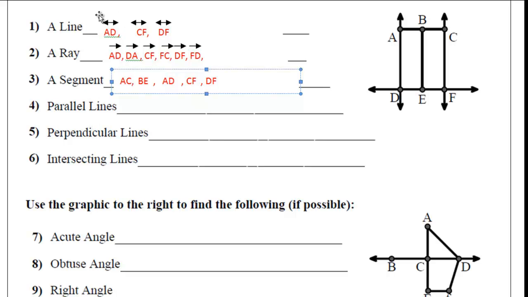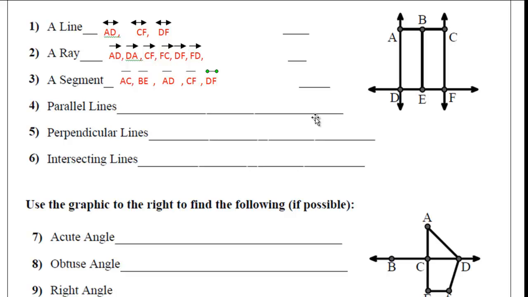A line doesn't have a start, doesn't have an end, but a line segment has a start and has an end. So what is the difference? How can I show the difference between a line and a line segment? I have to put a line segment symbol above the letters like this. Here I'm drawing a line, here I'm drawing a line segment above the letters.